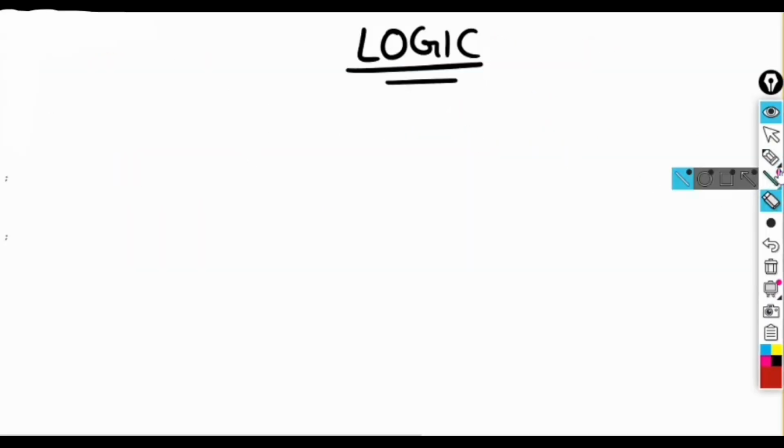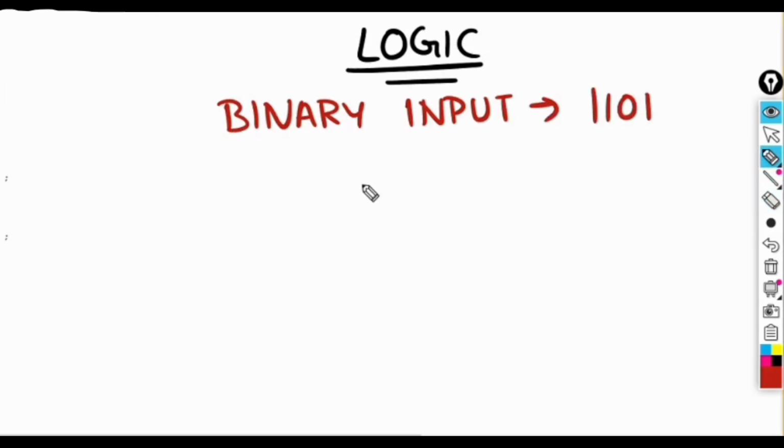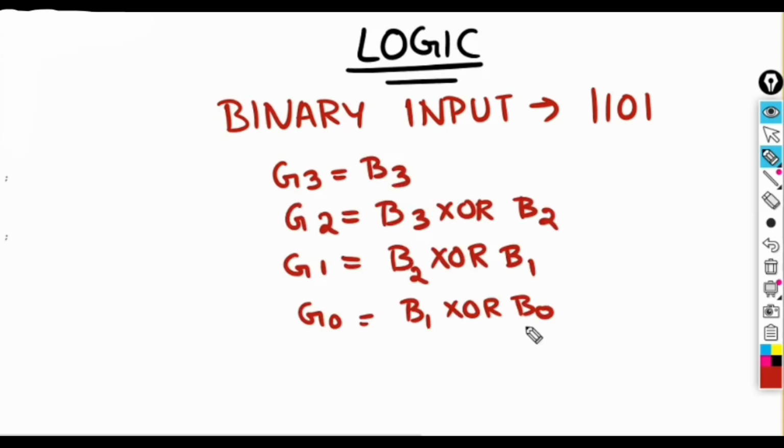Now let us understand the core logic of binary to gray. Suppose a binary input is 1101. To convert binary into gray code, we use XOR between adjacent binary bits. That is, the gray bits are generated as G3 is B3, G2 is B3 XORed with B2, G1 is B2 XORed with B1, and G0 is B1 XORed with B0.